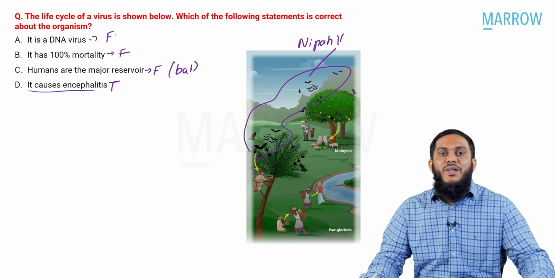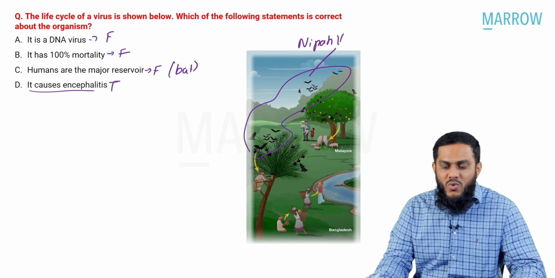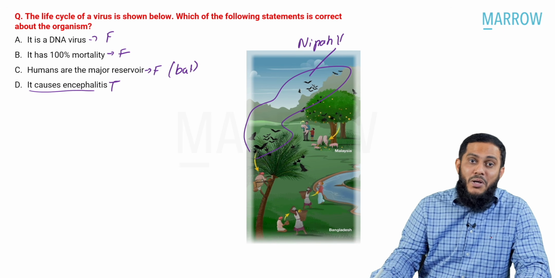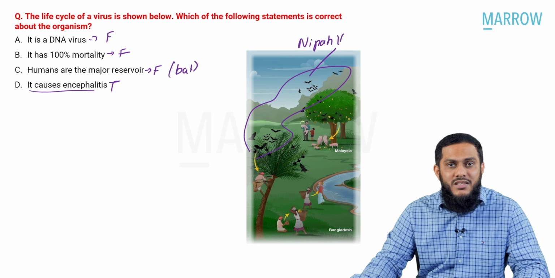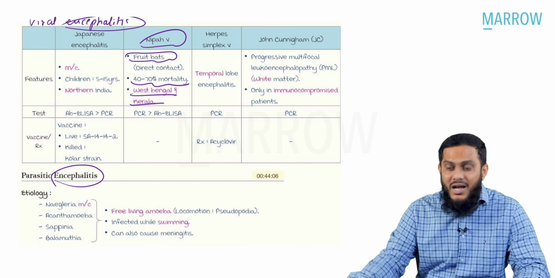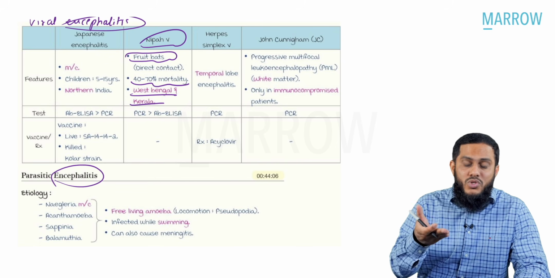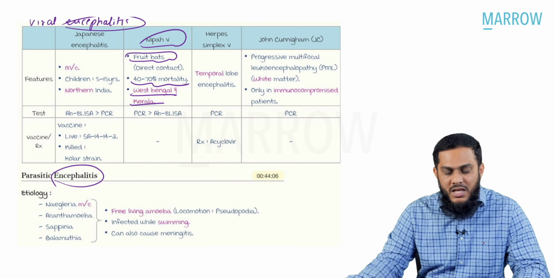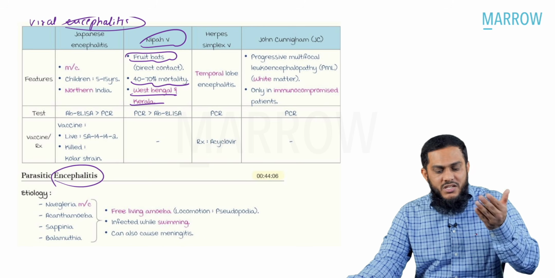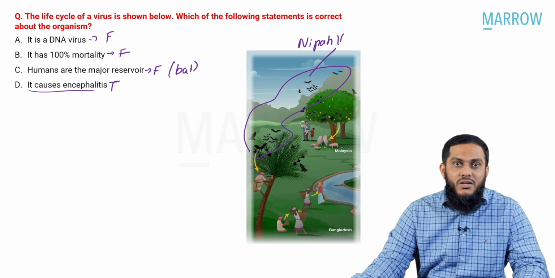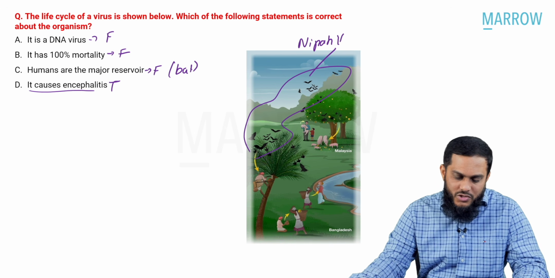We know it causes encephalitis. Even if you don't know the other options, once you see the bats, you know it is Nipah, and you know Nipah causes encephalitis. Such a simple question. From the class notes you can answer it, because in class notes we have written Nipah causes encephalitis, and also mortality 40 to 70%, it's not rabies with 100% mortality. Moving on to the next question.